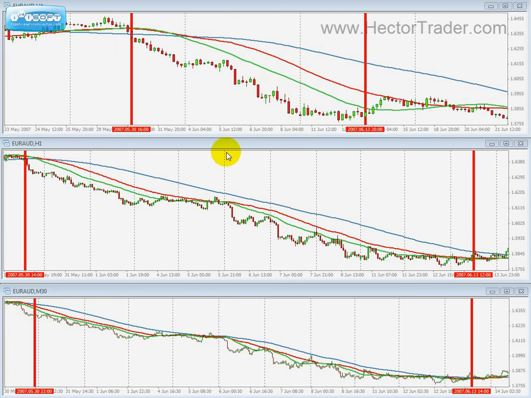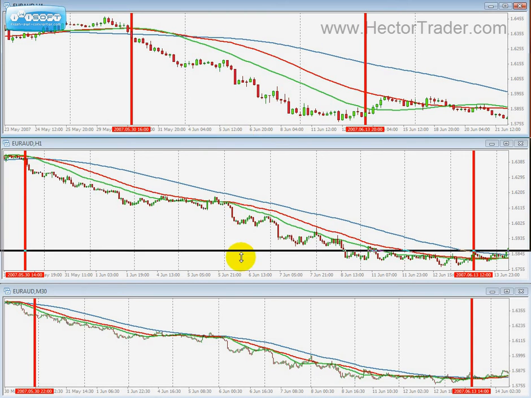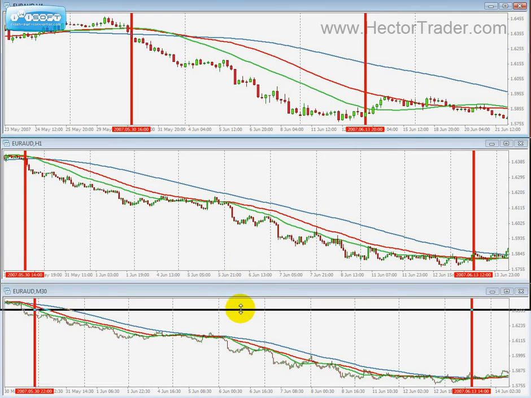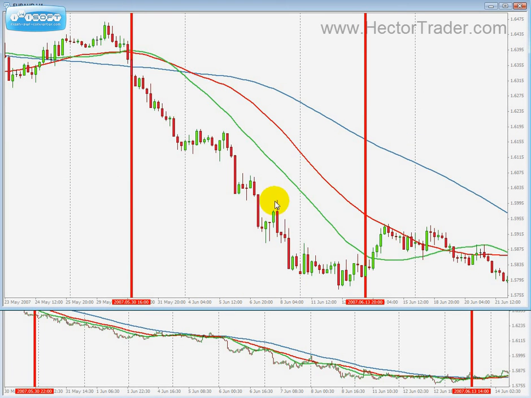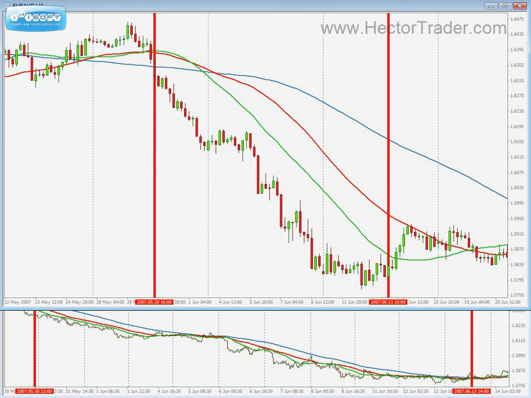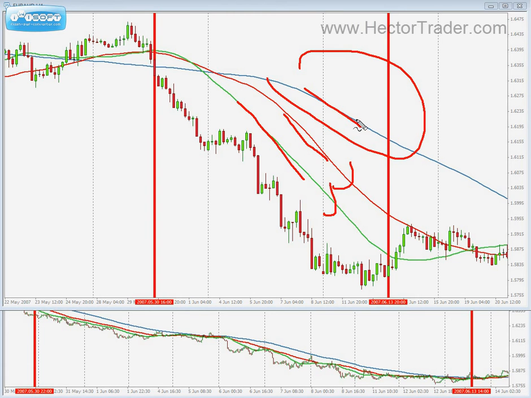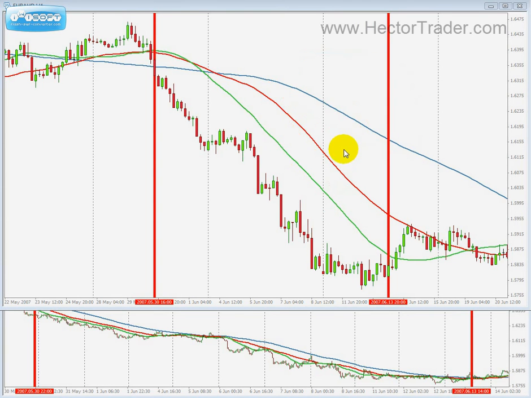Actually, let's begin with the 4-hour time frame. Let me expand the 4-hour time frame so we have a clearer picture. In the 4-hour time frame, we can clearly see how all the 3 simple moving averages are in order. Price is nowhere near the 100. They all point in the same direction, etc., etc. So we are downtrending. Now, what about the 6th condition? Remember, having price swinging off the dynamic area of support and resistance.